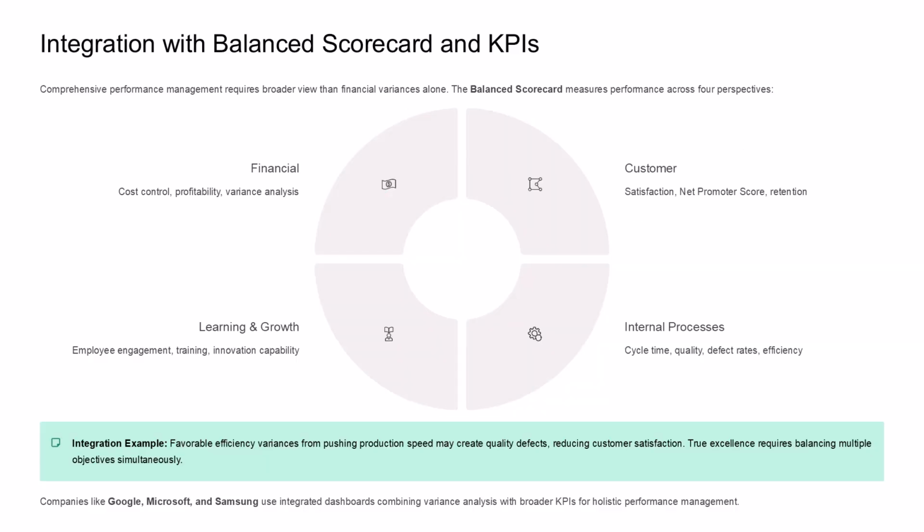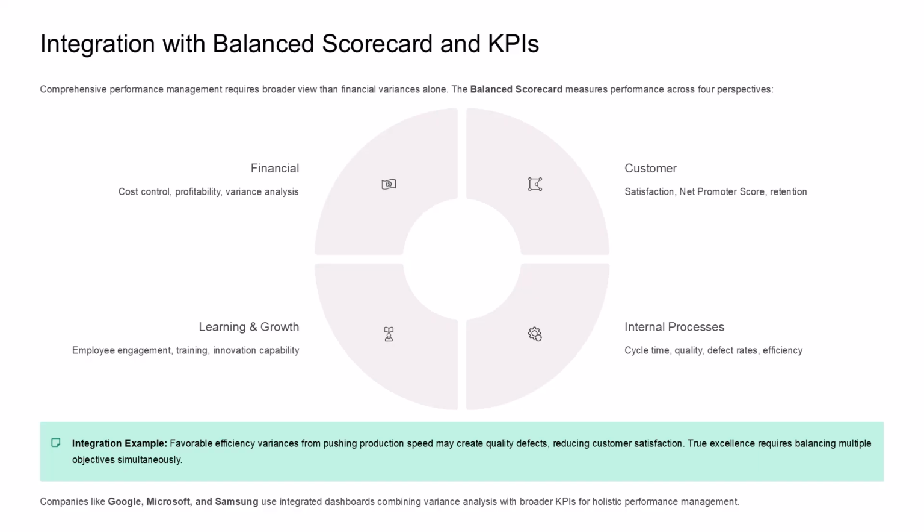Integration with balanced scorecard and KPIs. Variance analysis focuses primarily on financial performance, specifically on cost control and efficiency. But comprehensive performance management requires a broader view. That's where frameworks like the balanced scorecard come in. The balanced scorecard, developed by Kaplan and Norton, measures performance across 4 perspectives: financial, customer, internal processes, and learning and growth. Variance analysis contributes to the financial perspective and the internal processes perspective, but it needs to be complemented by measures in the other areas.